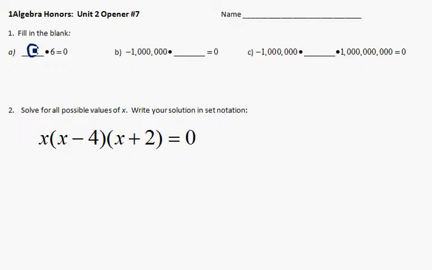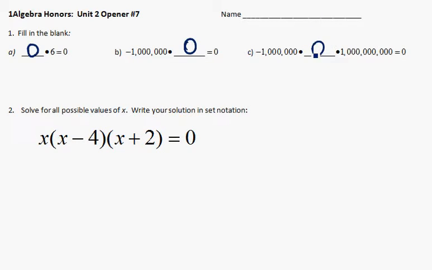For part B, we have negative 1 million times blank equals 0. Same property holds true. Even though this time we're dealing with a negative number, there's still only one possible value I could multiply that number by and get a result of 0, and that is 0. And finally, in part C, I have negative 1 million times blank times positive 1 billion equals 0. And again, the only thing that I could possibly multiply those two numbers by if I want a result of 0 is 0.